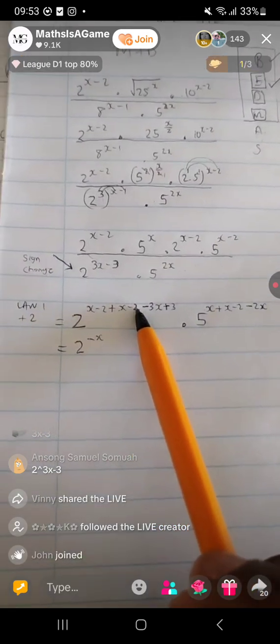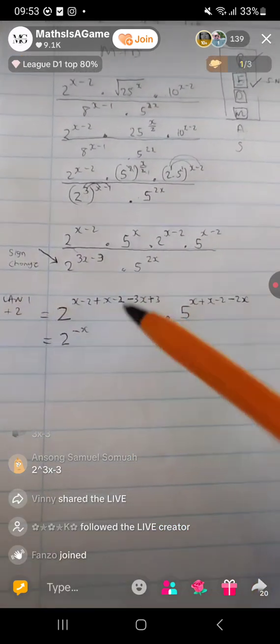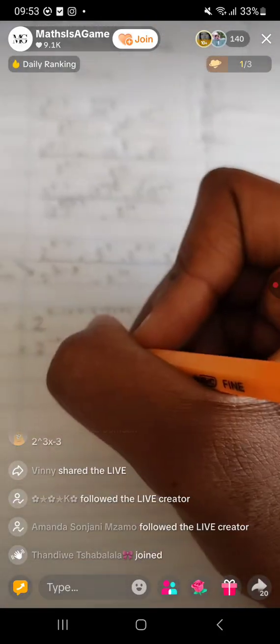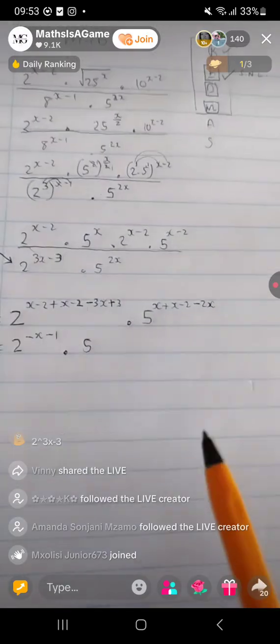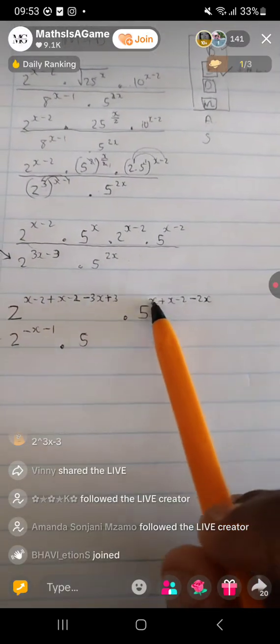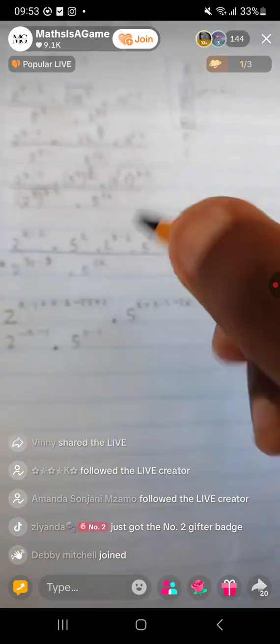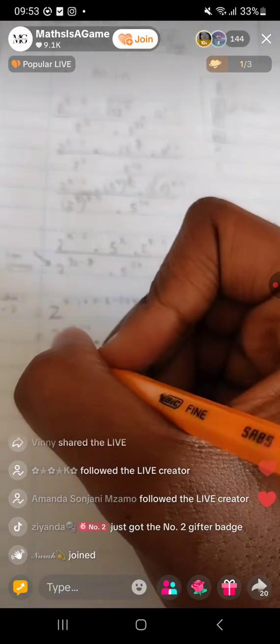Negative 2 minus 2 is negative 4, plus 3. That is negative 1. Then we go to the 5. x plus x is 2x, minus 2x is 0. Then you have 0, then that minus 2.